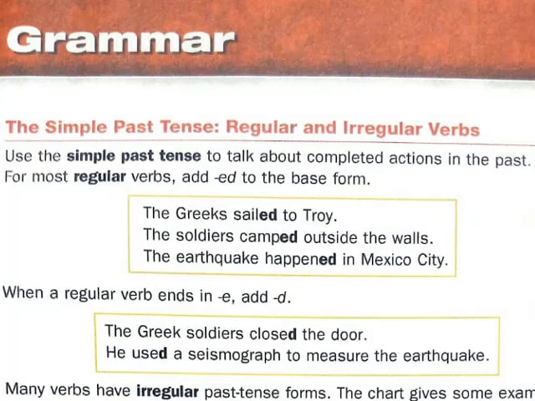But we also have verbs that finish with the letter E. Teacher, do I have to put two E's? No. When the verb finishes with E, we just add D. Look at the example. The Greek soldiers closed the door. The verb finished with E, I just added D. So the Greek soldiers closed the door. Use is the base form, and we put only D because we already have E. He used a seismograph to measure the earthquakes.